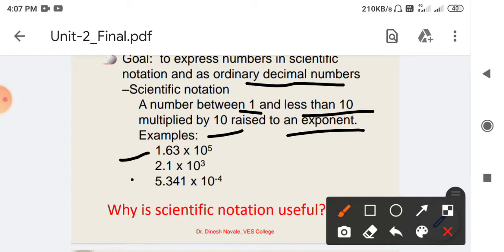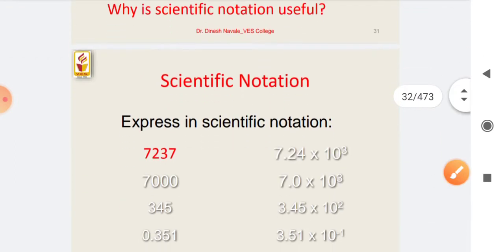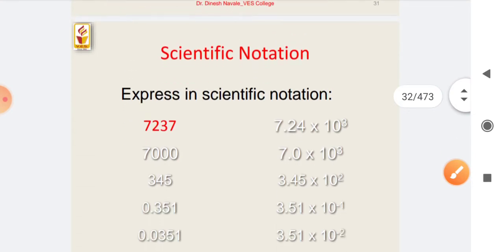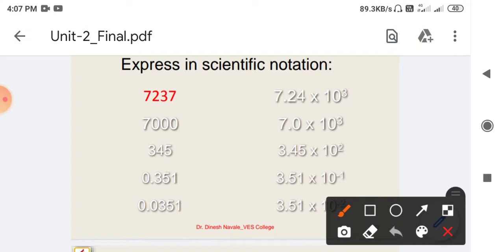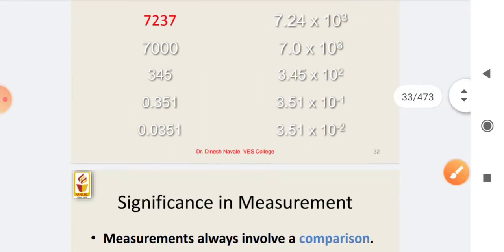Okay, so such types of numbers are called scientific notations. Why is scientific notation useful? We will see this. First of all, let's see how we can represent a given number in scientific notation. The number 7237 can be expressed in scientific notation as 7.24 times 10 raised to 3, or 345 can be expressed as 3.45 times 10 raised to 2. So it is expressed in terms of the power of ten.